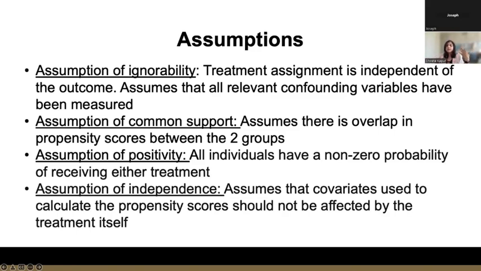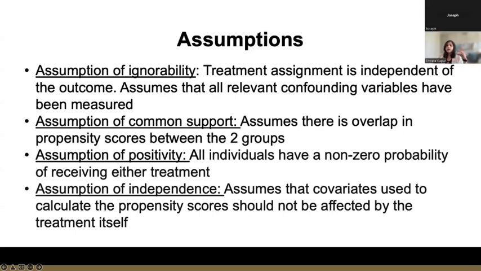Next is the assumption of positivity, which means that all individuals in your sample should have a non-zero probability of receiving either treatment. Because if, let's say, you're looking at a treatment that is only available or only given to females, obviously the males will have a zero probability of receiving that treatment.